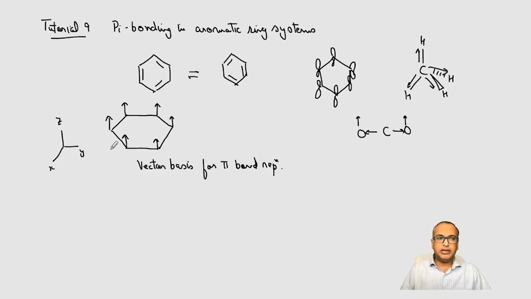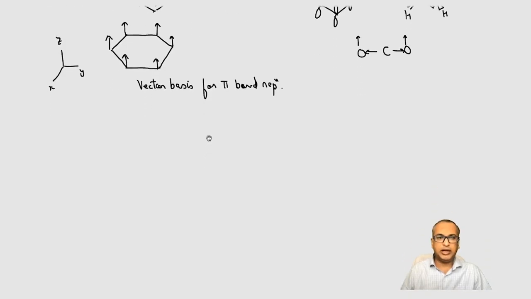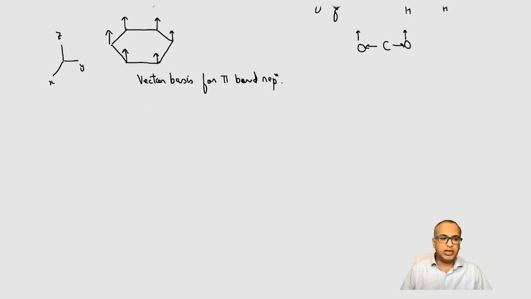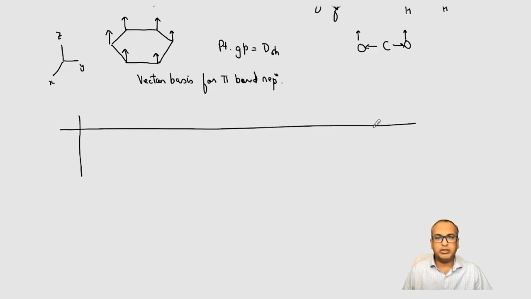Now let us see how we take these arrows and create a basis set. The point group here is D6h. So let us see what happens to these arrows when we perform different symmetry operations under the D6h point group.